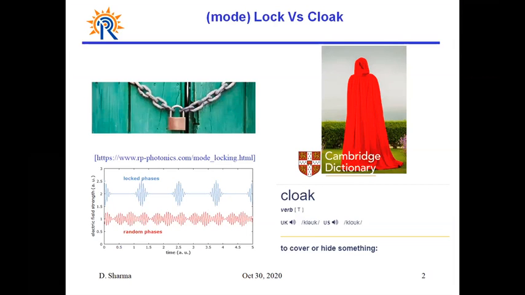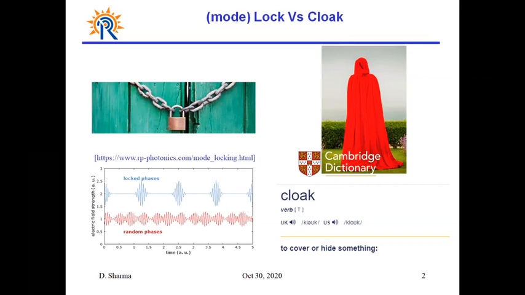So I'll begin by first defining the terms that I used in my topic. Everybody is familiar with the term mode locking. Locking is, you see a lock which locks two things together, and generally mode locking is in that sense locking two modes together such that they maintain a constant phase relationship. You can see an example which is taken from a popular site.